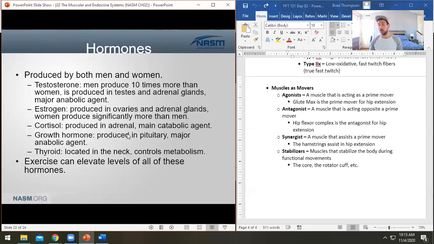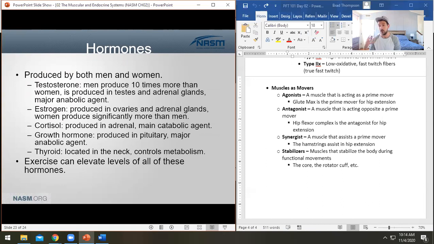So again, hormones are going to be produced by both men and women. You have testosterone and estrogen. Both of those are produced by men and women. It's just that men make more testosterone, women make more estrogen. Cortisol, that's one that we all produce. That is a stress hormone. Cortisol also triggers the storage of fat. It also can trigger the breakdown of things like muscles. So we do not want to produce cortisol because that's how we lose muscle mass.